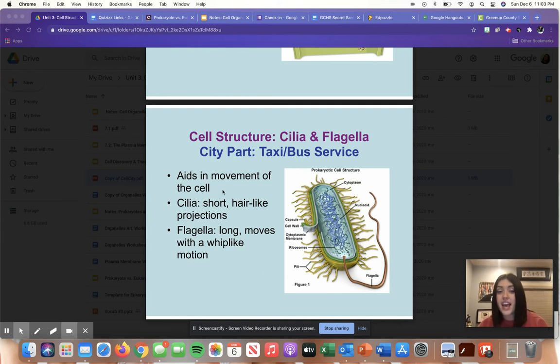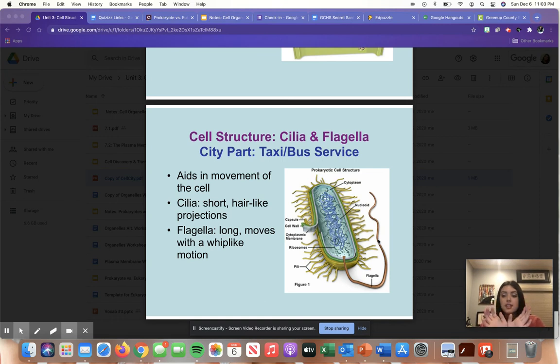So they aid in the movement of the cell. So the cilia are short hair-like projections, and the flagella is a long and it moves with a whip-like motion. So if you were to crack a whip, you know how it kind of ripples when you crack a whip? That's how the flagella is. It's one and it has that whip-like motion, and that's what helps it move. Kind of like a snake. Like if you ever see a snake slither across the ground, that's kind of what's happening with the flagella. It kind of has that whip-like slithery motion, and that's what causes the cell to move.